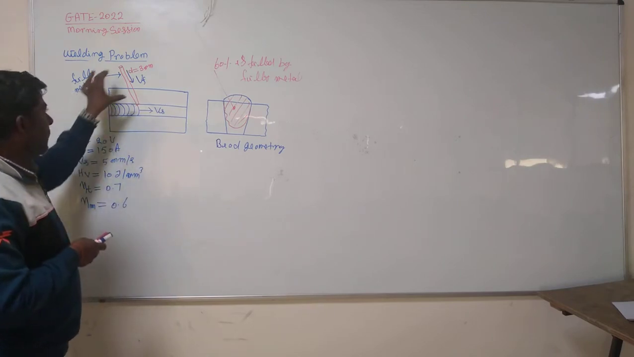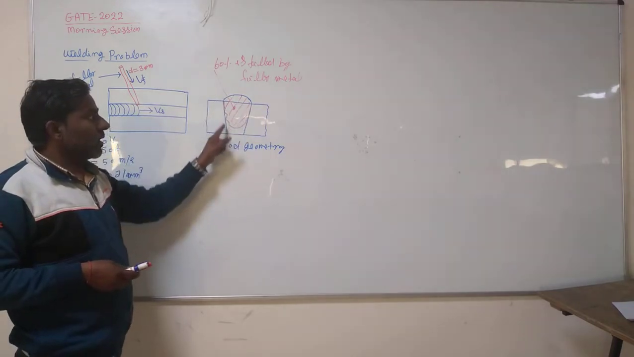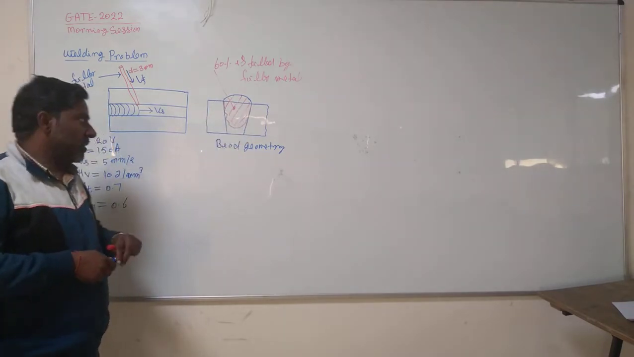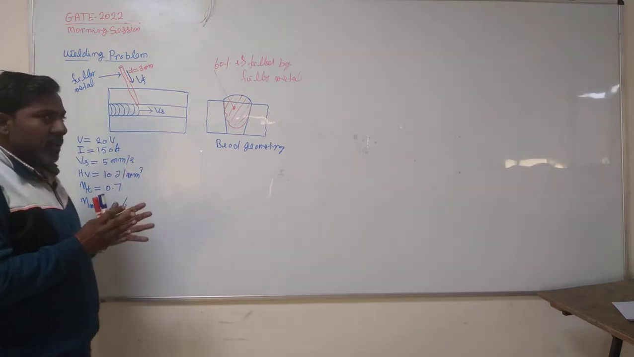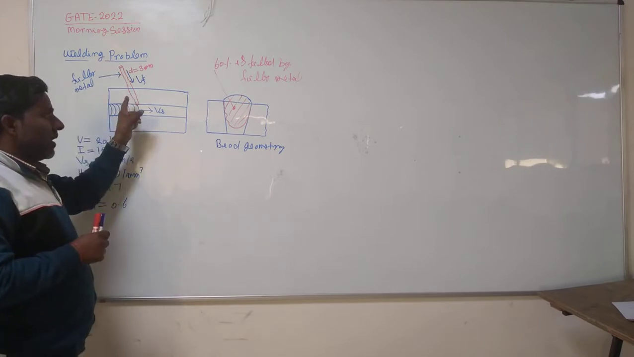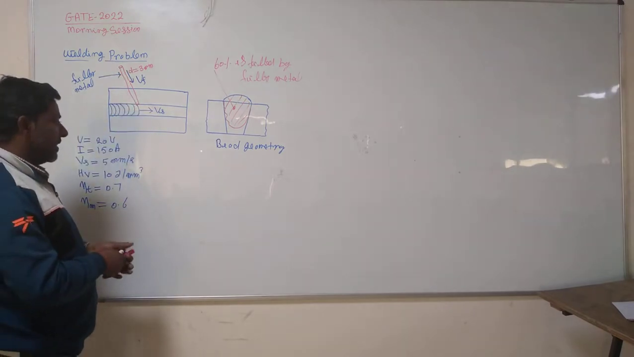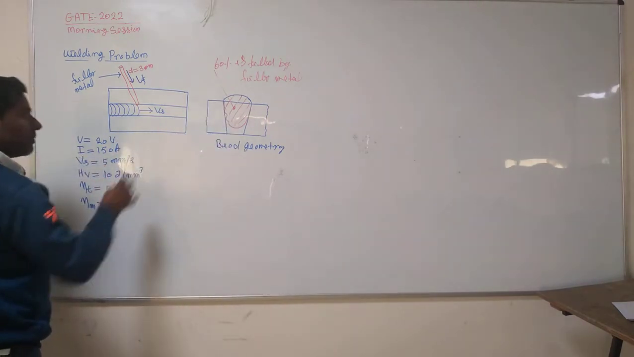Before finding this, first of all, you have to find out the total cross-sectional area of the bead geometry. Up to that, it is the old one. The new part is when you are going to find out the feed rate. I will see that later. First, find out the cross-sectional area of this bead geometry.